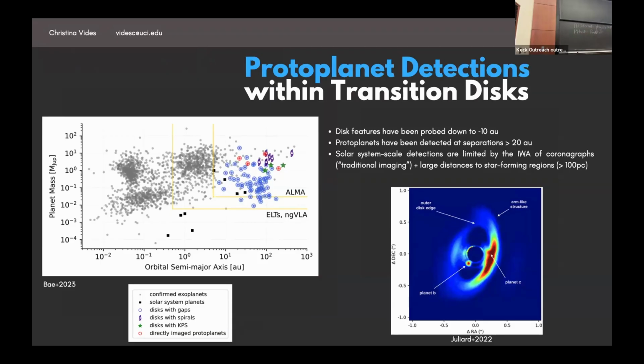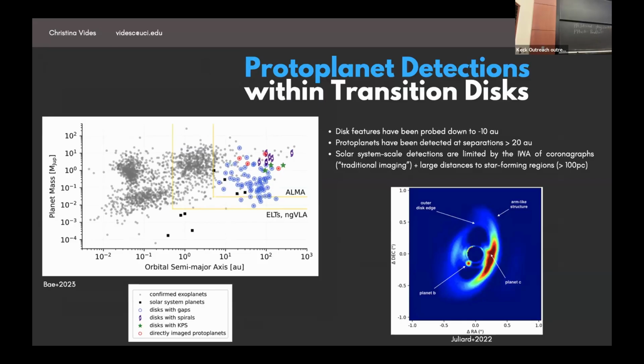Here we have planet mass as a function of semi-major axis for all of the confirmed exoplanets, including planets that are predicted by these disk features. So disk features have really only been probed down to about 10 AU, but they serve as valuable inputs for planet formation models. And there's really only a handful of unambiguous protoplanet detections. And these detections occupy an outlying region in the mass-separation parameter space, which really opens up some questions about migration and scattering. So two of these, the most famous detections, are PDS70b and PDS70c.